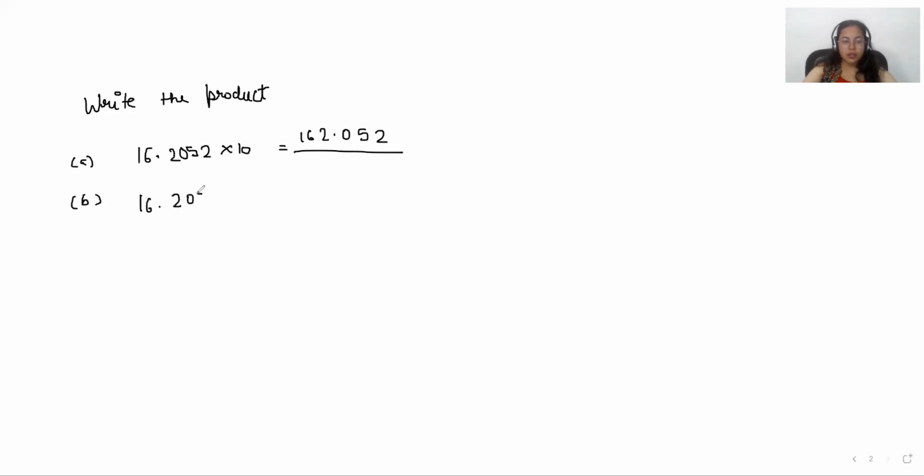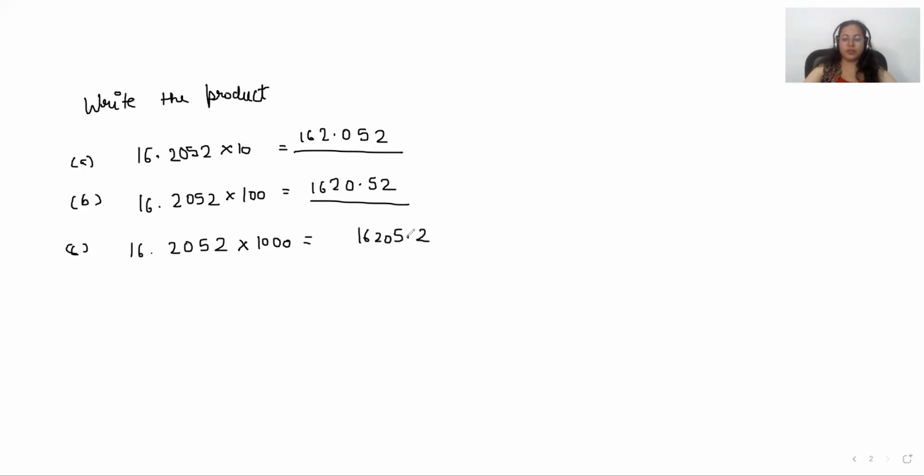Suppose with the same number, we have 2 zeros, that is 100. So you need to shift the point by 2 digits. It becomes 1620.52. With 1000, it becomes 1620.5 2. That's how you can do it, no need to multiply or remove the decimal, just shift the decimal if there are 100 or more zeros.